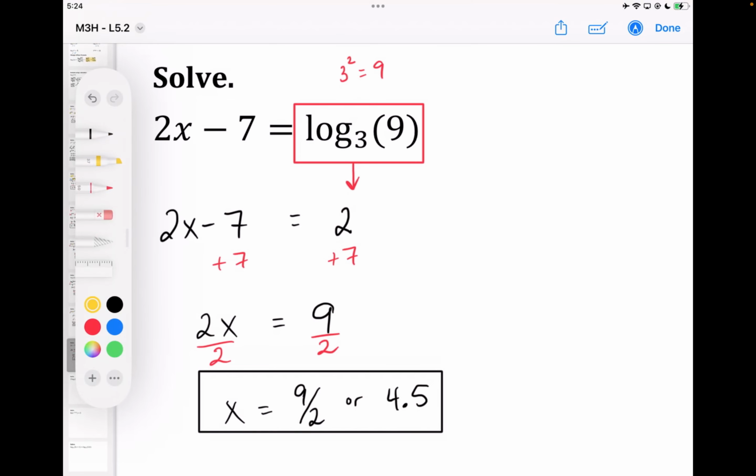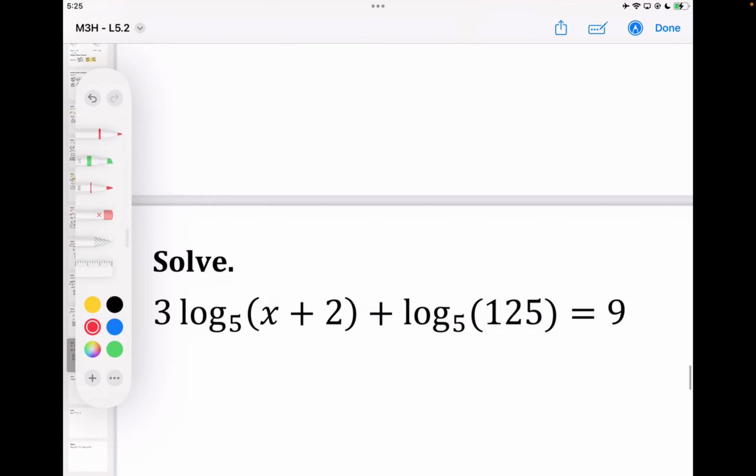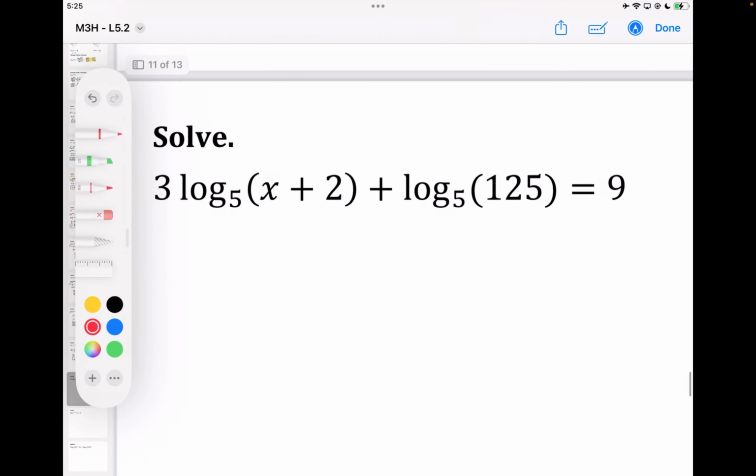The other great thing about this problem is the argument is 9, and it has no variable in it, which means there's no possible way for us to have an extraneous solution. So that's just our answer. We're good to go. Okay, let's go ahead to the next one. Just keep moving along.